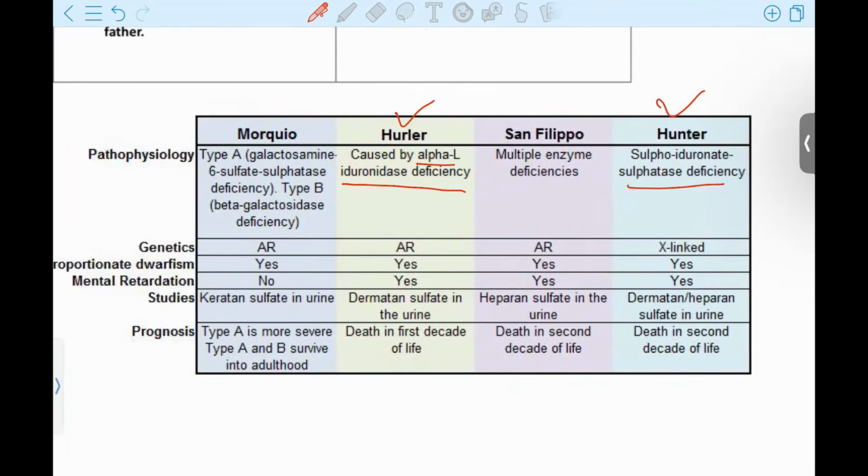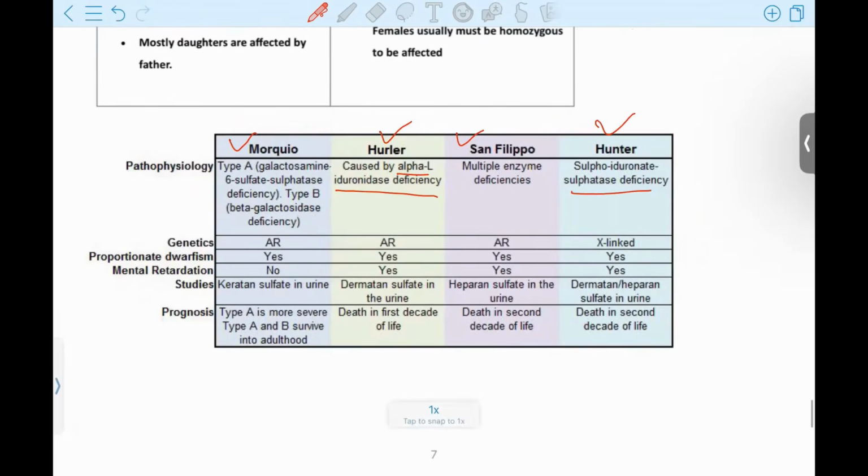So these both are commonly asked, but last time there was a new question from the mucopolysaccharides. So for that we have included Morquio and Sanfilippo disease also. Just see the enzyme deficiencies and how they are presented. Basically, your Hurler syndrome will have dermatan sulfate, and Hunter syndrome will have dermatan and heparan sulfate. Both will be present in Hunter, whereas Hurler will have only dermatan sulfate. So this is the difference between Hunter and Hurler diseases and their enzymes.